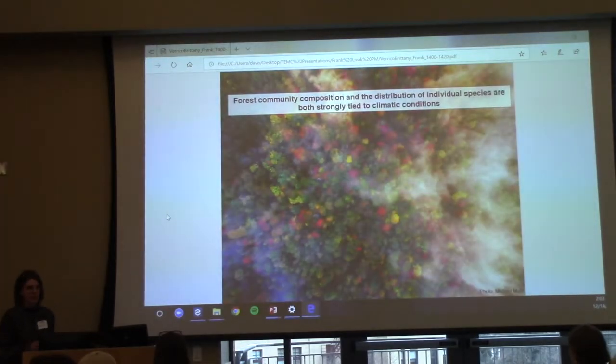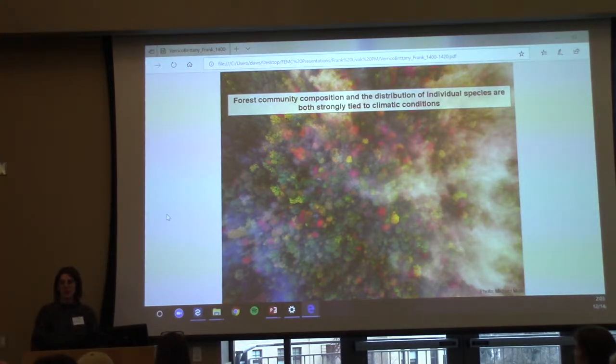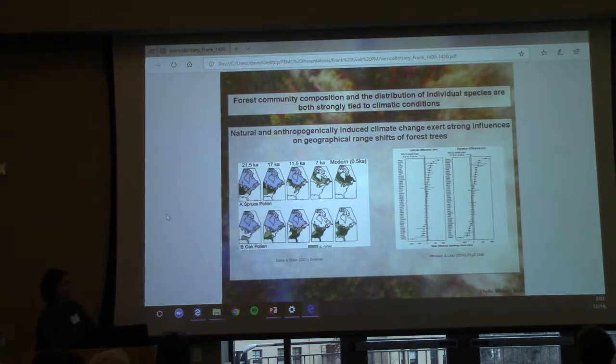I'm just going to jump right into it because I think I'm going to be a little bit short on time. So the forest community composition and the distribution of individual tree species are both strongly tied to climatic conditions. And so trees are often very sensitive to changes in their local environment, and this is extremely important in light of contemporary climate change. Sorry for the weird movement of the screen. And we have seen that through natural and anthropogenically induced climate change, both of these forces really exert strong influences on shifting the geographical range of individual forest species and community types.